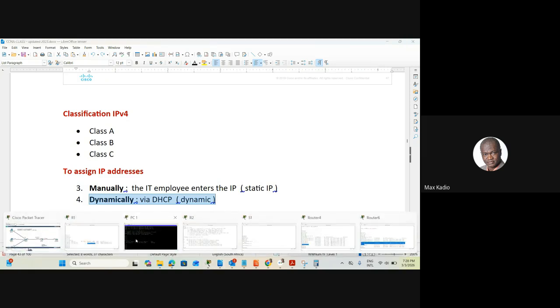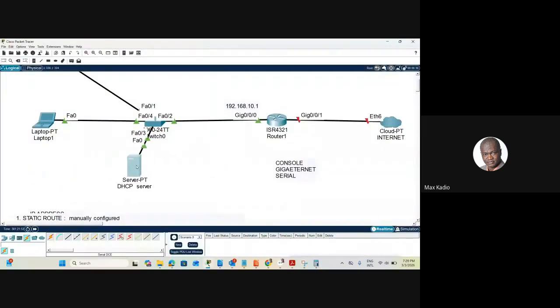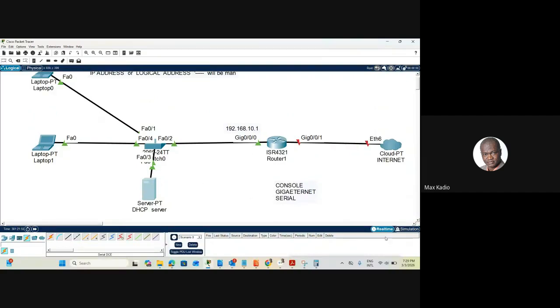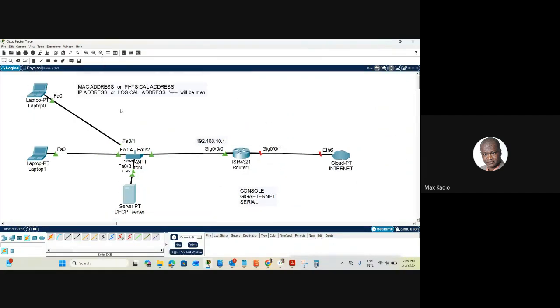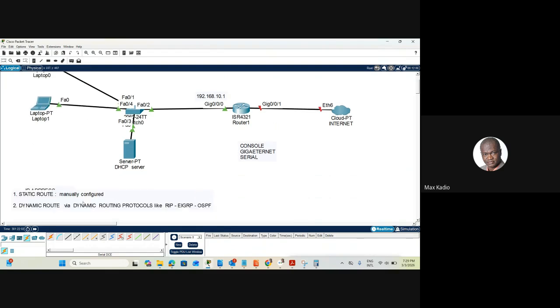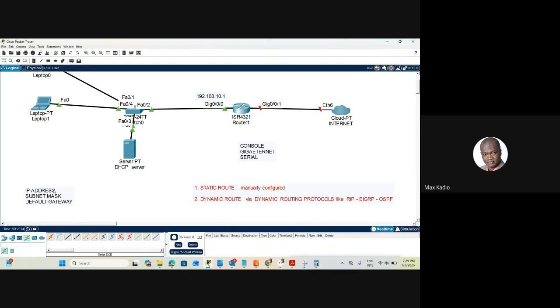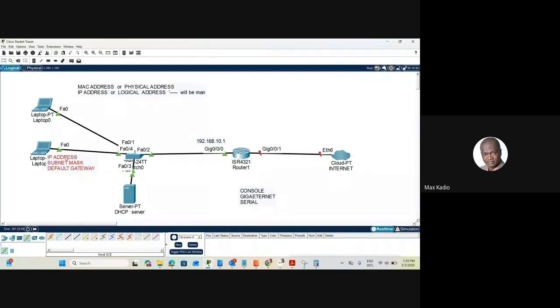So a DHCP server is a device in your network that will send IP addresses to all the PCs. The DHCP server will send an IP address, subnet mask, and default gateway to all of them. Instead of you manually typing, let's say you have 200 PCs, you cannot go one by one. So you set up DHCP, then it's going to send to everyone. We have a configuration to do that. Step by step, we'll do that.